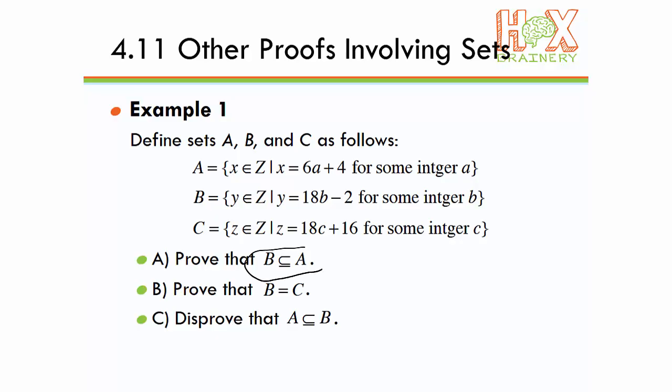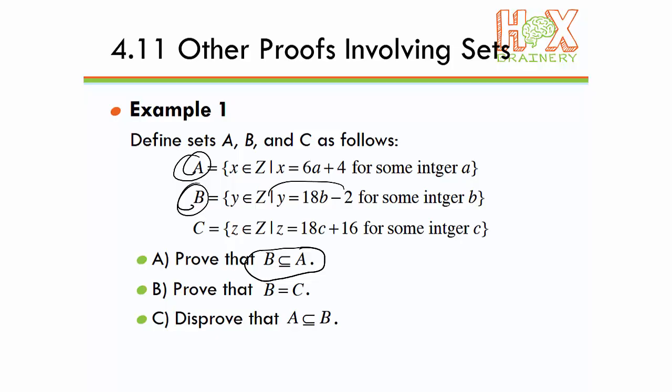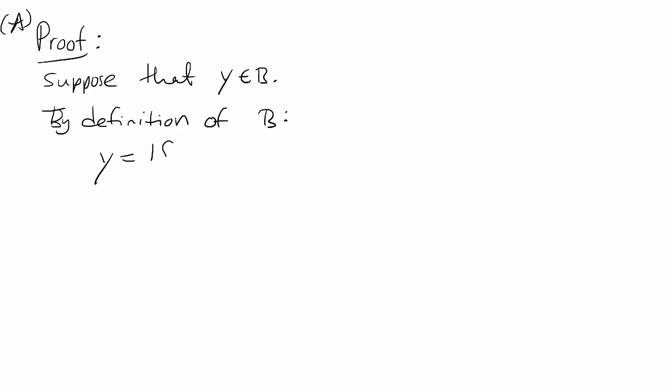So we're going to start with the proof. This is part a. We are going to suppose that y is an element of set B. Remember, to show that B is a subset of A, you start with an element that's in B, and you show it's also in set A. So suppose that y is an element of set B. By definition of B, y is equal to 18b minus 2, for some integer b.